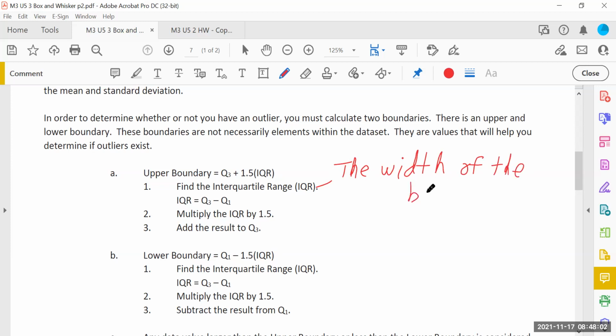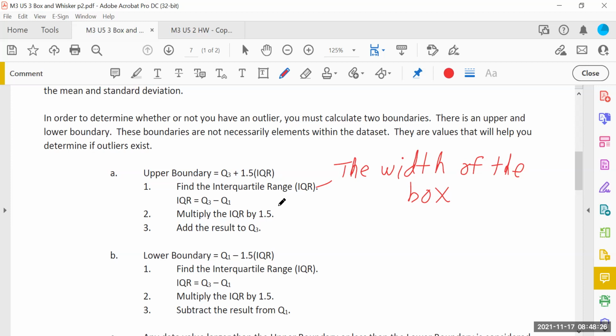The width of the box. So you find your box and whisker plot. The box, how wide is it? What's the distance between quartile 3 and quartile 1? That's the width of your box. And it shows it right here. IQR is Q3 minus Q1.